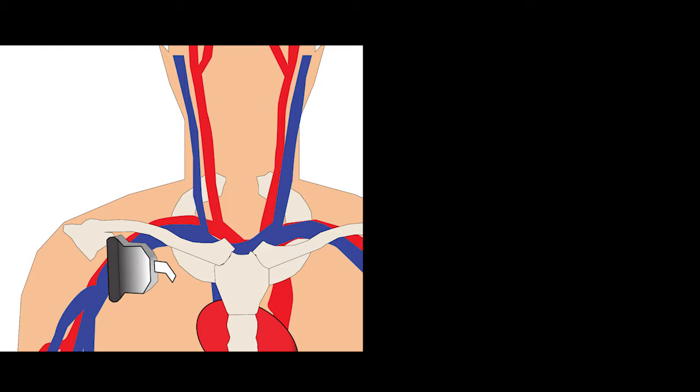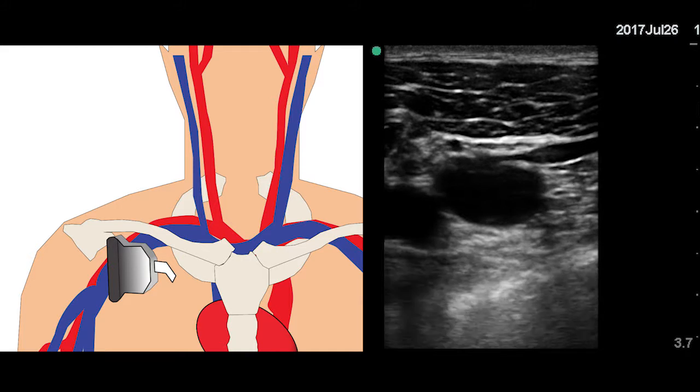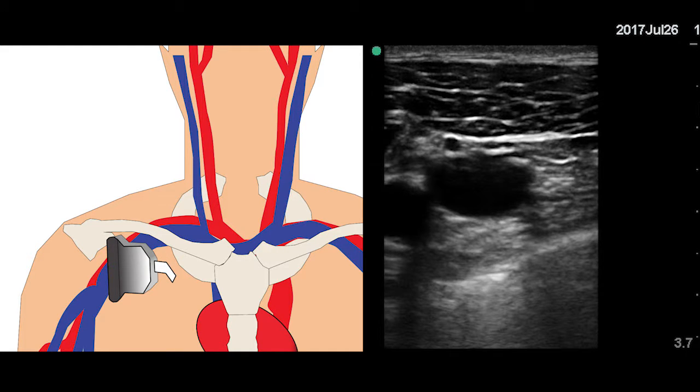The ultrasound probe marker is physically turned towards the patient's head and set on the left side of the screen on the ultrasound machine. The left side of the screen will now represent superior. Immediately underneath the skin is the pectoralis muscle. The two hypoechoic circles shown are the axillary vein and artery. Please note that the artery has a slightly rounder shape and is pulsatile.